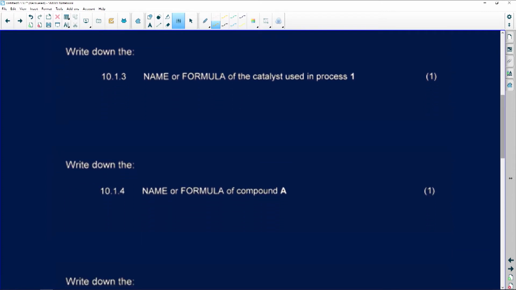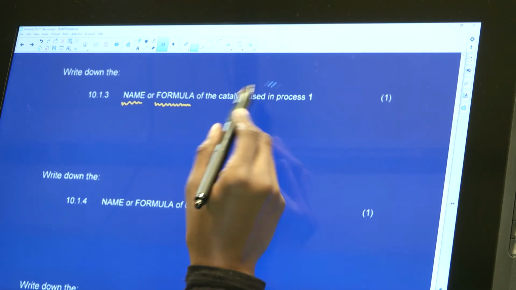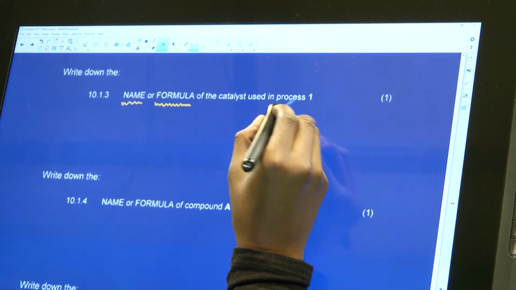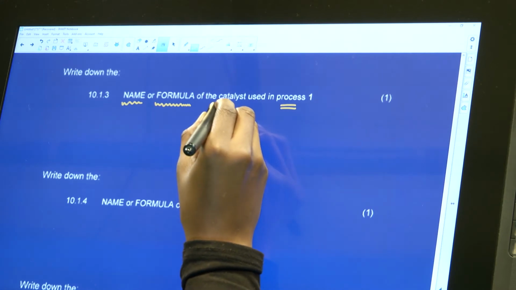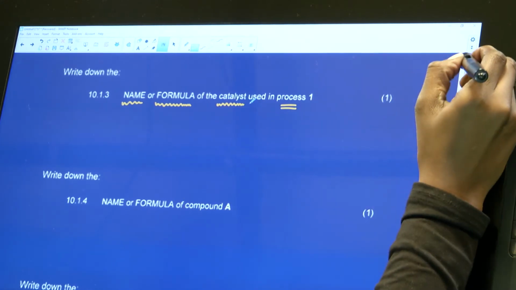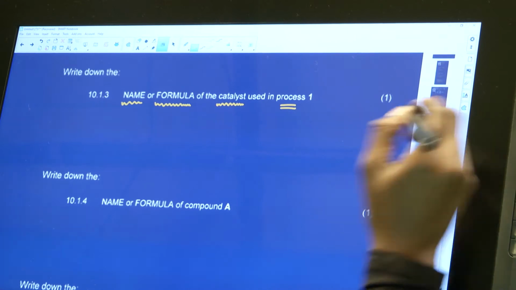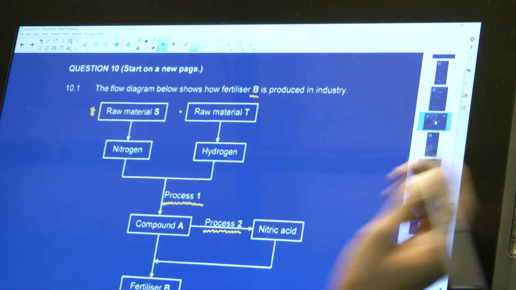Let's look at the next one. We've got 10.1.3. Again, it says name or formula. Now remember, if they say name or formula, guys, you don't have to write both. You just need to write one. So now they say we must give the name or the formula of the catalyst used in process number 1. Now we know that a catalyst will speed up the reaction rate by lowering the activation energy without actually taking part in the reaction. So let's see.